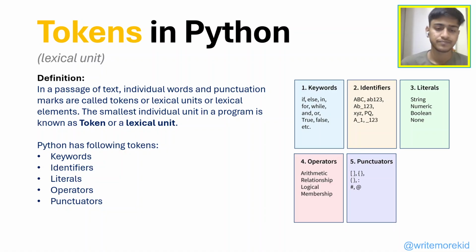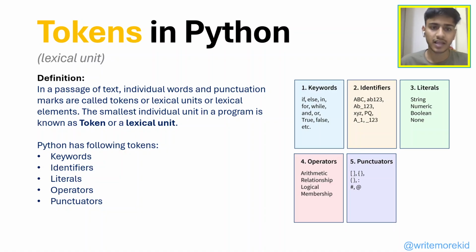For example, here you can see if, else, in, for, while, and, or, true, false. You cannot use them as any variable name. There are other keywords also. In the version which I am using, there are 35 keywords. If you're using the latest version or any other version, there are chances that with the ongoing updates, the number of keywords might have changed.